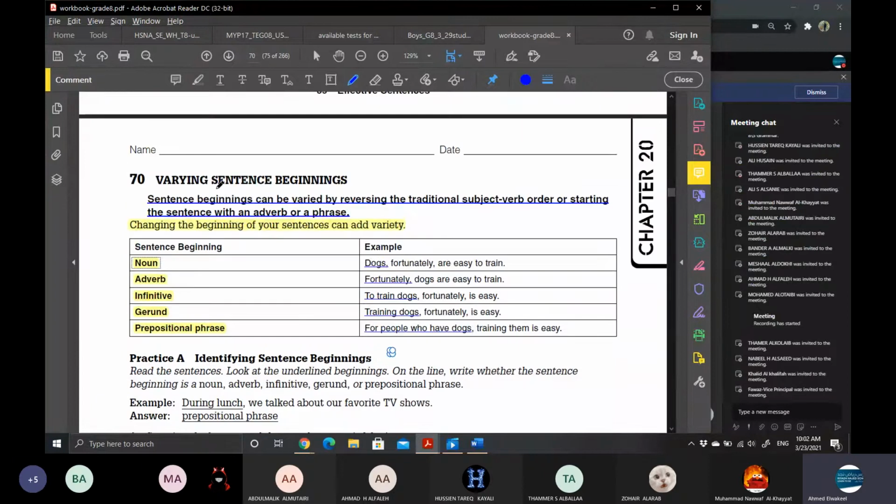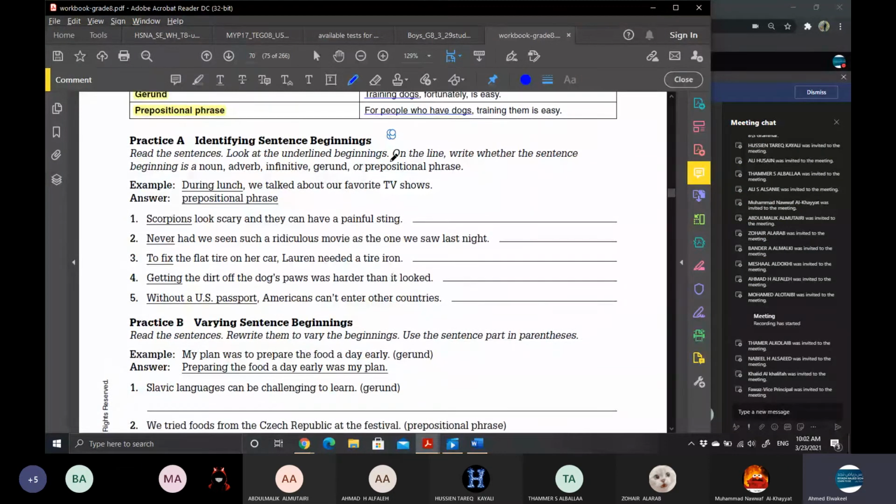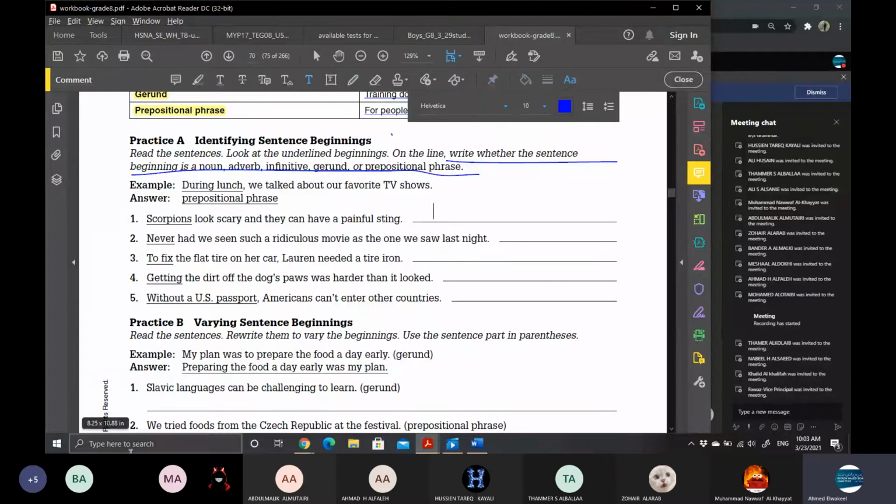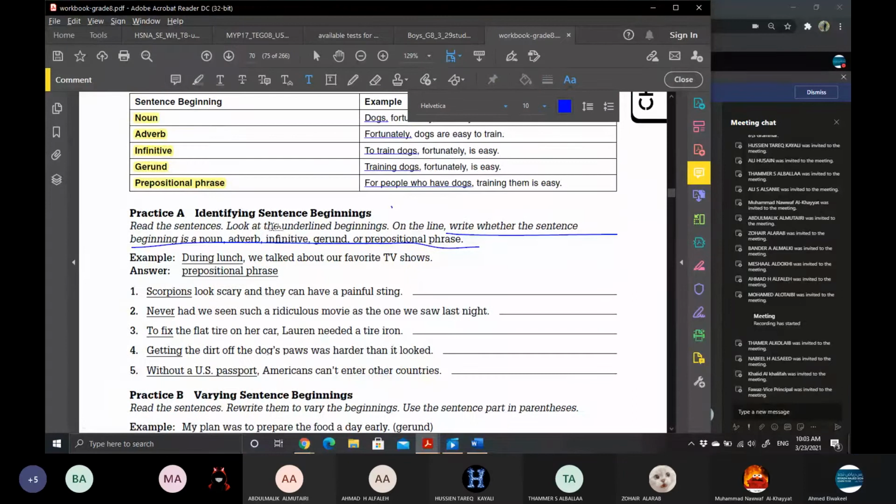All right, in practice A, we are asked to read each sentence and then write whether the underlined word is a noun, an adverb, an infinitive, a gerund, or a prepositional phrase. So number one, Hamad Al-Khayat. Yes, teacher. Number one, identify the part of speech of the underlined word. Scorpions look scary and they have painful stings. Noun.